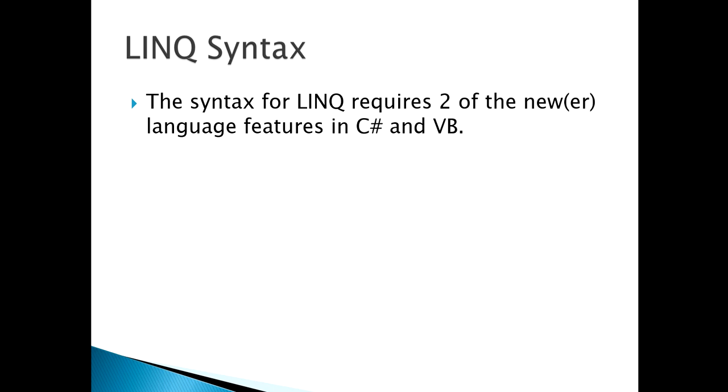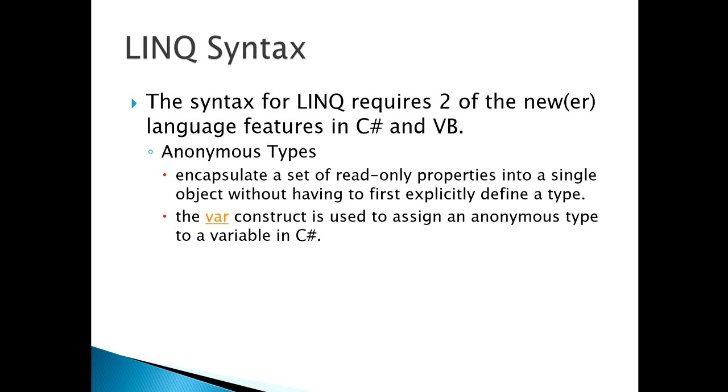For this syntax, besides the standard query operators, we do need to rely on two features. I almost feel embarrassed to say newer, because they've been around for so many years: anonymous types. VB always had this, and C# didn't initially, so they added it. The idea is we can use the var construct so that we don't have to know ahead of time what type we'll be returning from an expression. Very important, because with LINQ you might not know what you're going to get when you actually execute this query. We'll be ready for anything with the var construct.